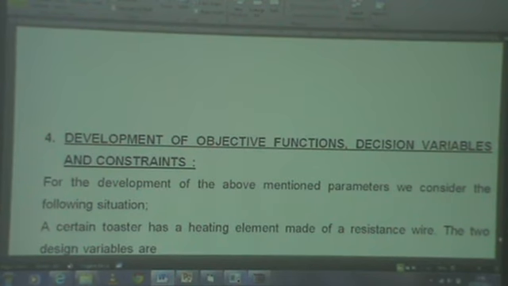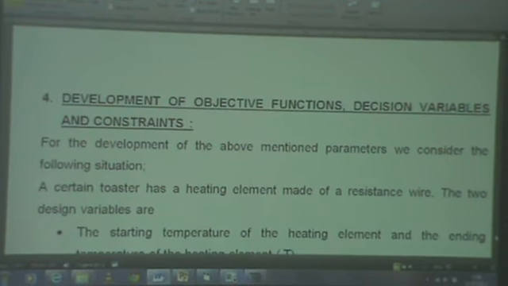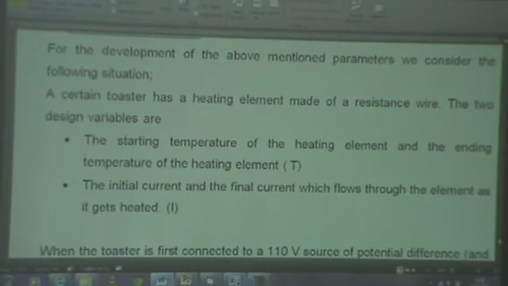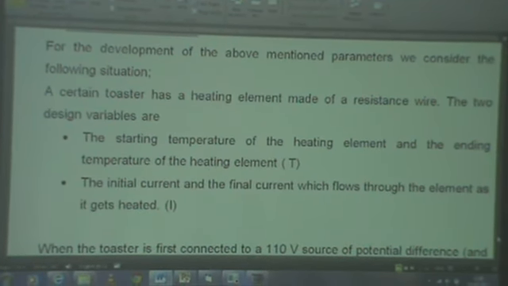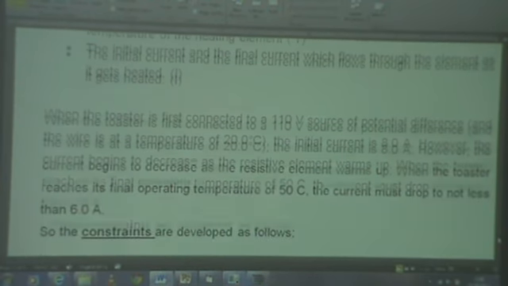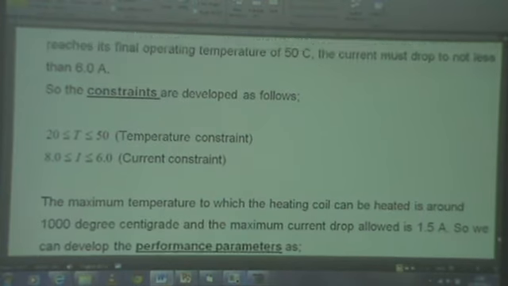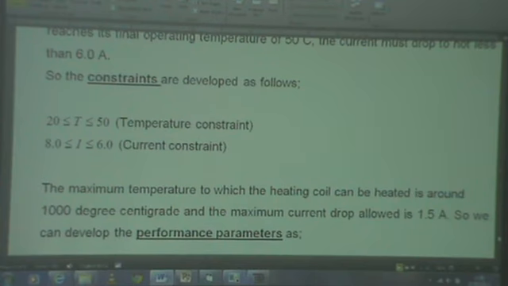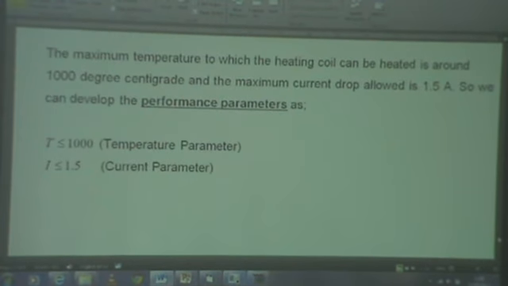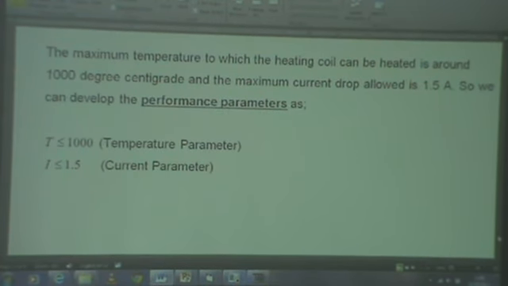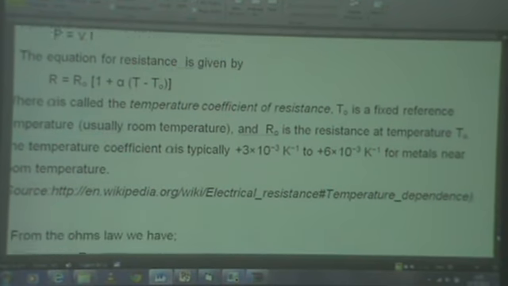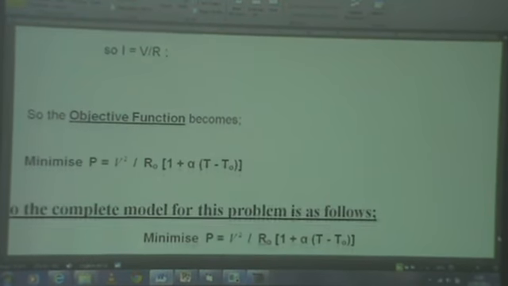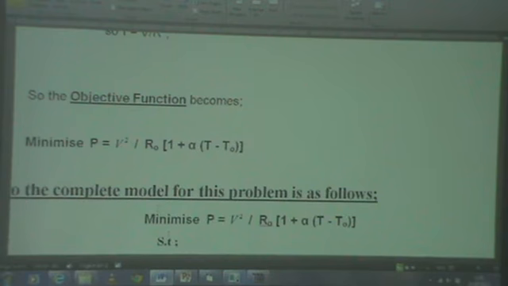इसको मैंने करना है. Development of objective function, decision variables and constraints. So now I have developed two of the objective functions, the interaction between the starting temperatures and the current. I have developed some of the constraints, the temperature constraints and the current constraints. Then I have evaluated some of the performance parameters for the toaster. And then I have gone on to develop some of the objective functions. So यहाँ तक मैंने काम कर लिया है.